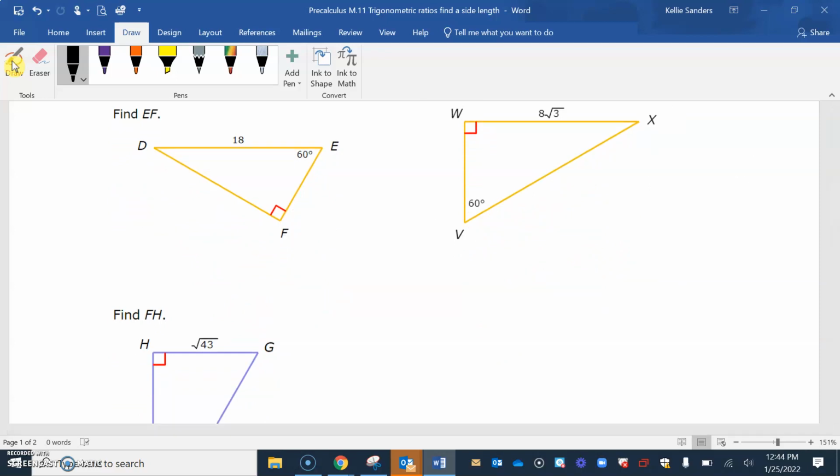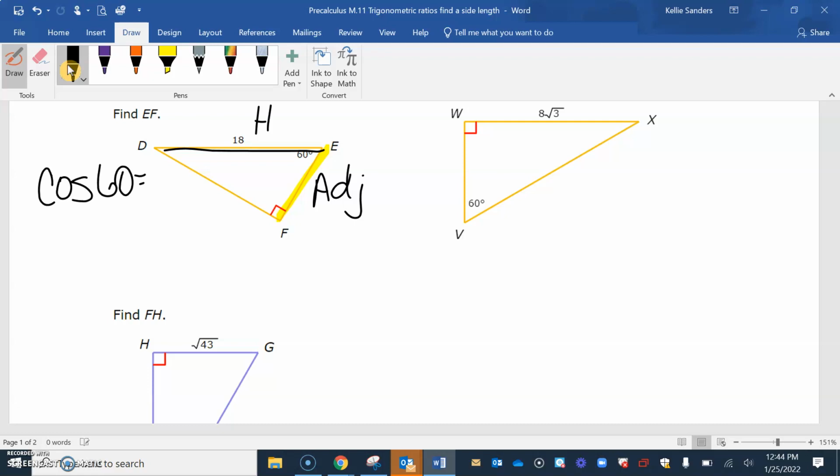Okay, and EF is right here, so that is adjacent, and this is your hypotenuse. So adjacent over hypotenuse is cosine, so cosine 60 equals adjacent, which we don't know, so EF over the hypotenuse, which is 18. And then what is cosine 60? Cosine 60 is 1 over 2 equals EF over 18. Cross multiply. So 2 EF equals 18. Divide by 2, so EF is 9.